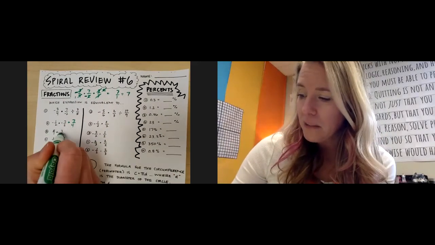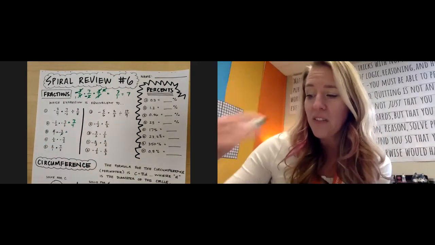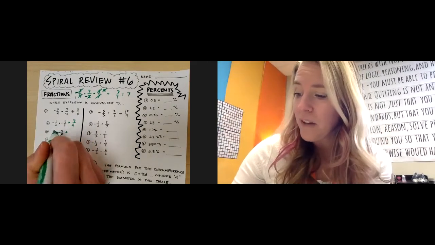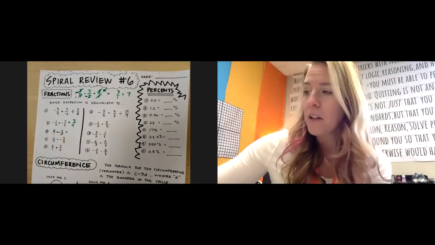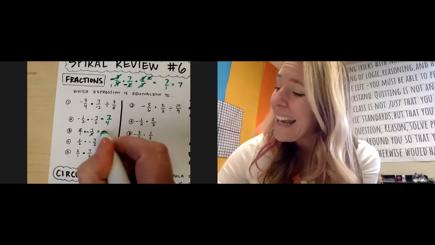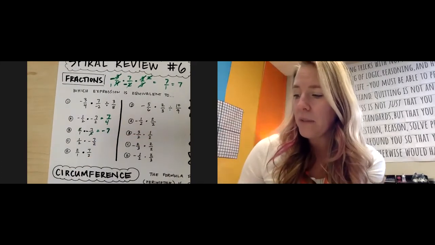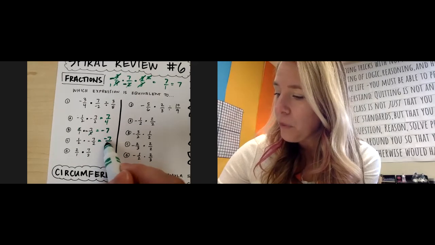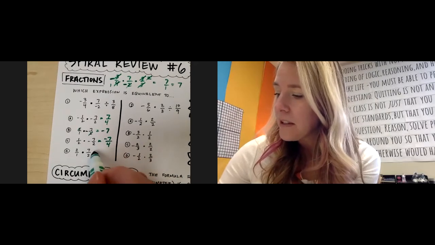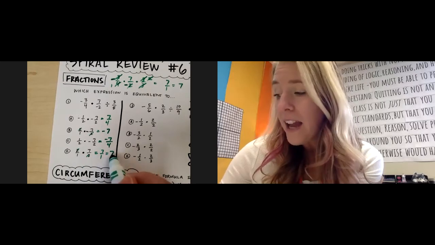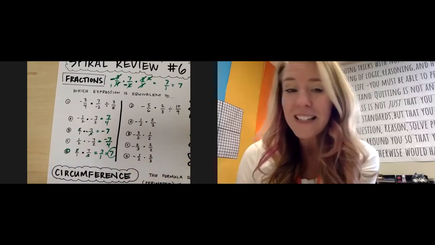This one, I can cancel out my 2's. I'm going to have 7 on the top and 1 on the bottom. That's promising, except right here, we've got a negative sign. So that one's going to be -7 or -7 over 1. This one is going to be -7 over 4. And this one is going to be, cancel out those 2's, 7 over 1, or yay, 7. So your answer on this one is 2.